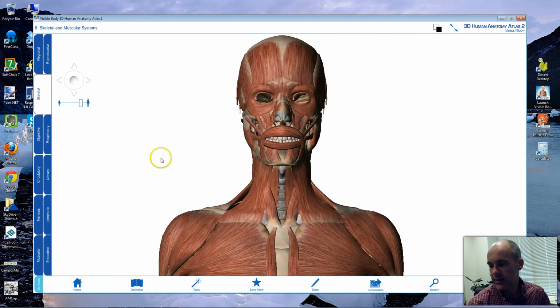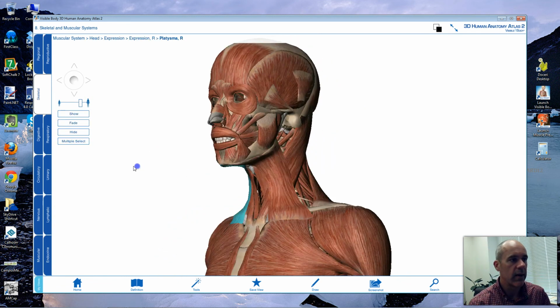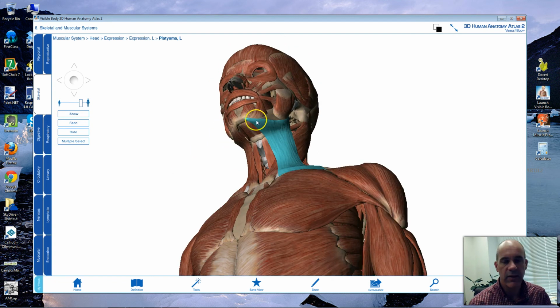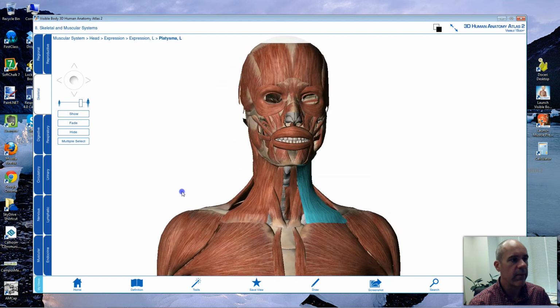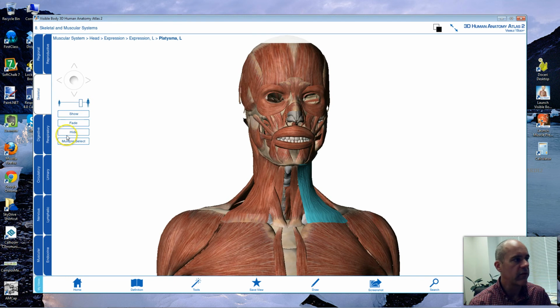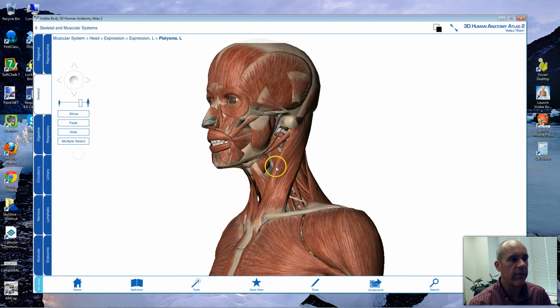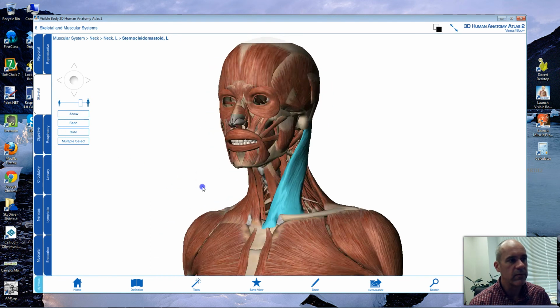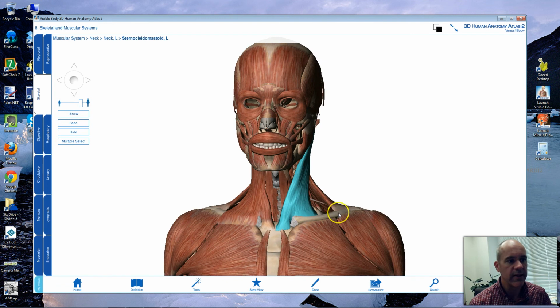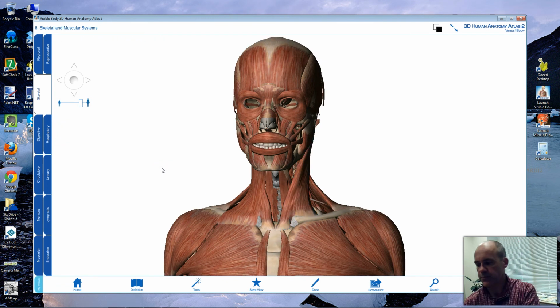sternocleidomastoideus on the right. And platysma right there and right there, a broad sheet-like muscle which connects onto the underside of the mandible. Let me strip that off. Now you can see the whole sternocleidomastoideus. It's connecting to the clavicle right there and also into the sternum.